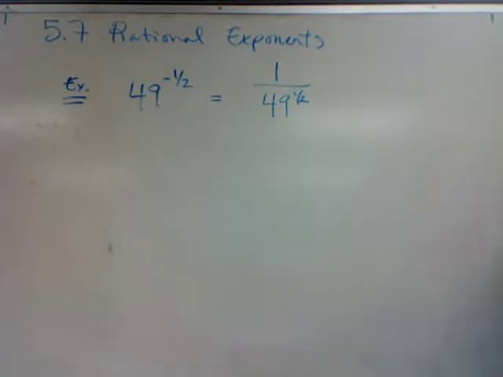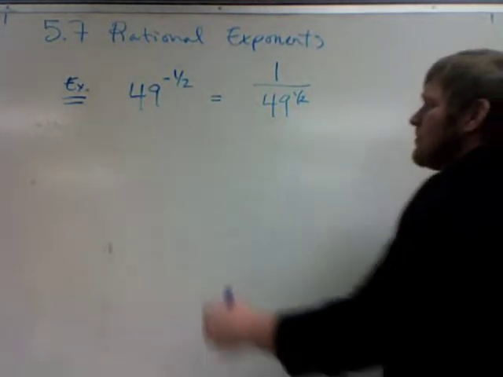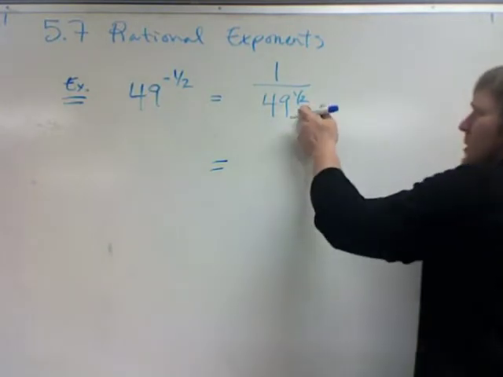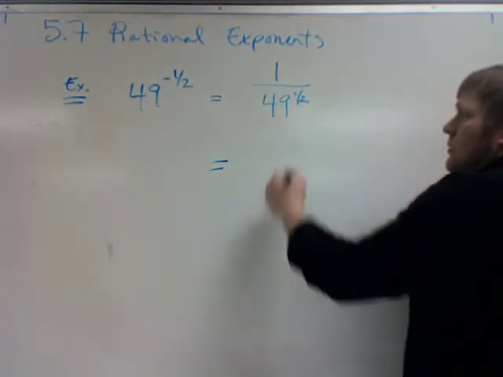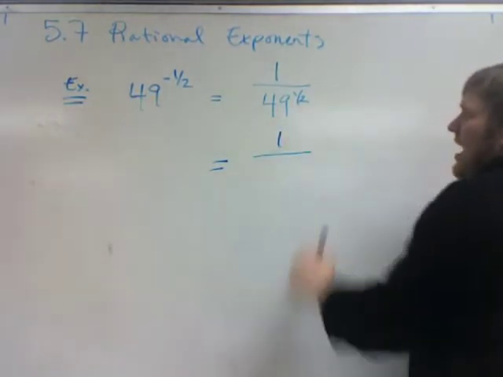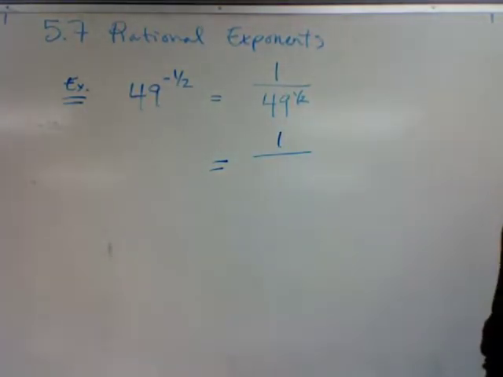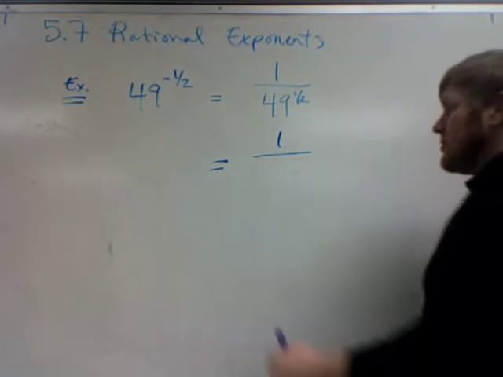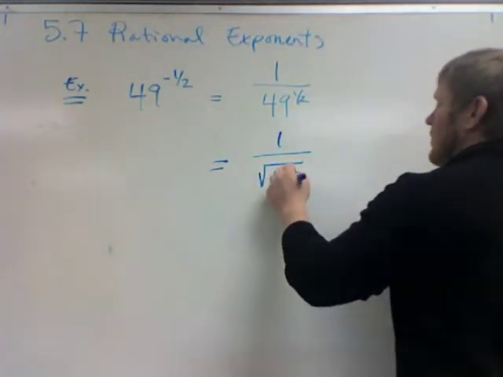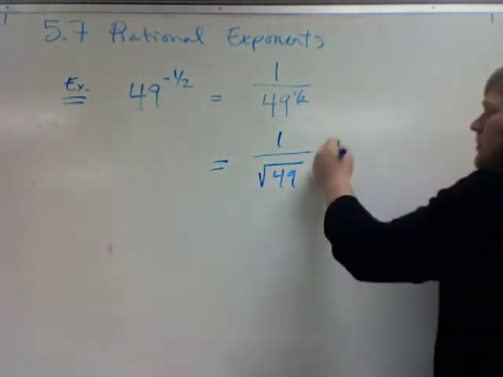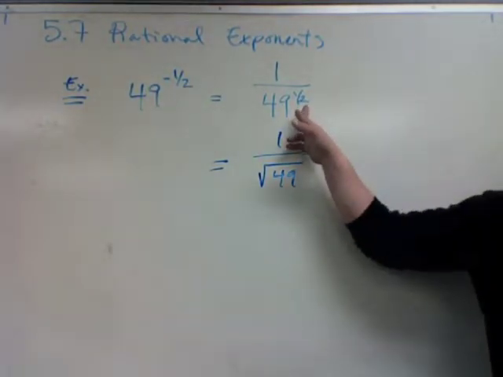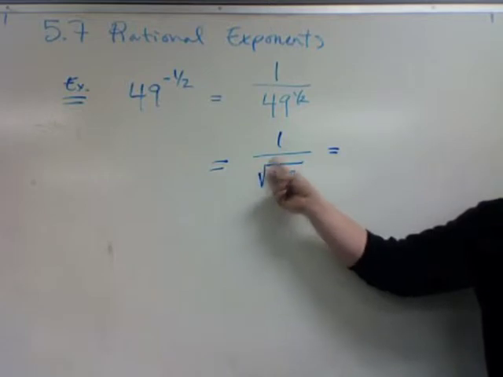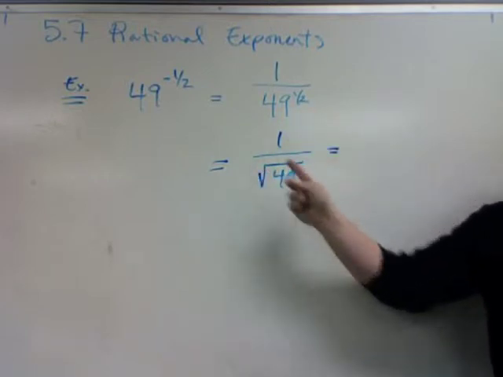What does 1/2 mean then? How can I rewrite that? Instead of as a rational exponent, I could write it as a root. So 1/2 corresponds with the square root. The square root of 49. Is it 49 squared? No, it's not. Sorry. The denominator of the rational exponent is the nth root. So in this case, it's the square root since it's a 2.